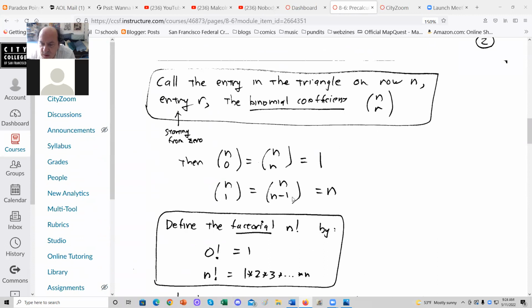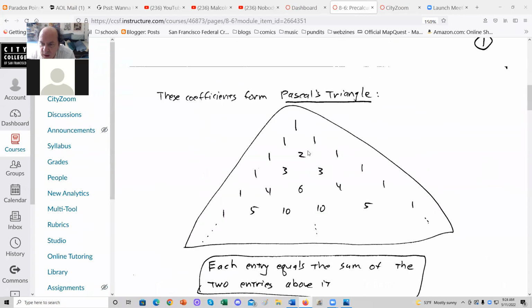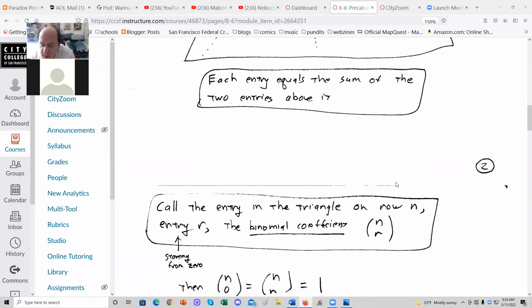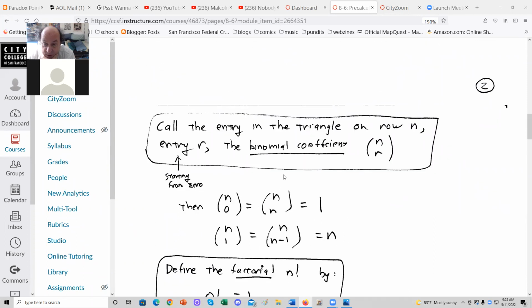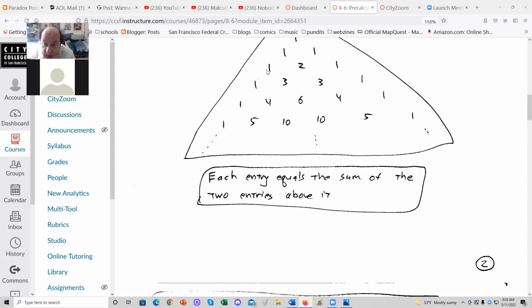N choose 1 equals N choose N minus 1 is N. Therefore 1, 2, 3, 4, 5. All right. Now, so that defines this row and these outer diagonals, but the inner diagonals are not as obvious.